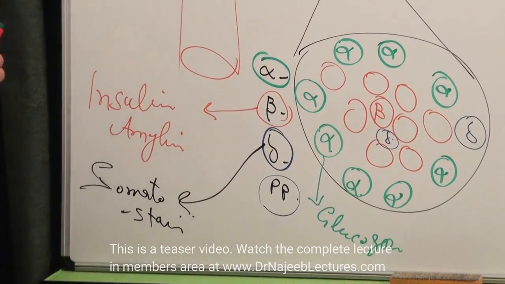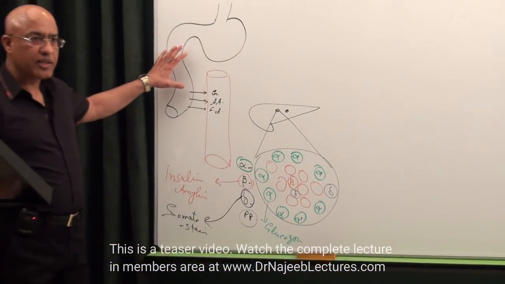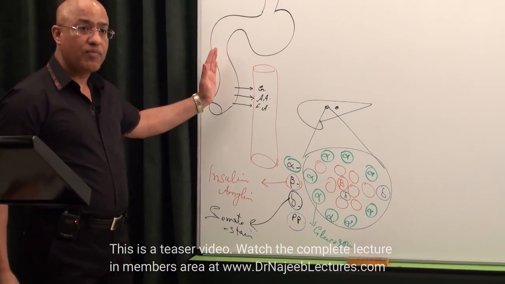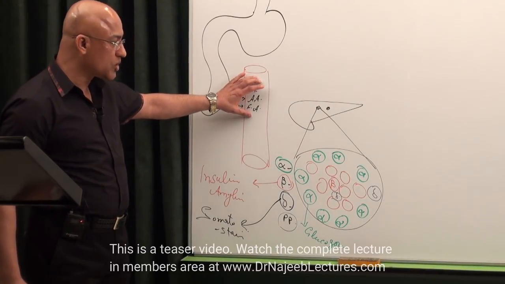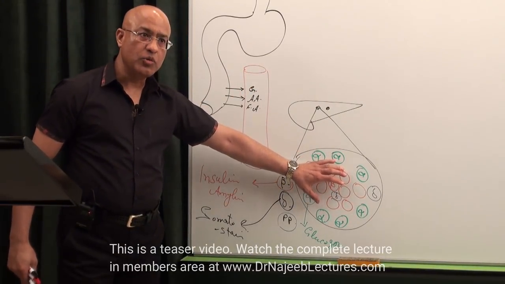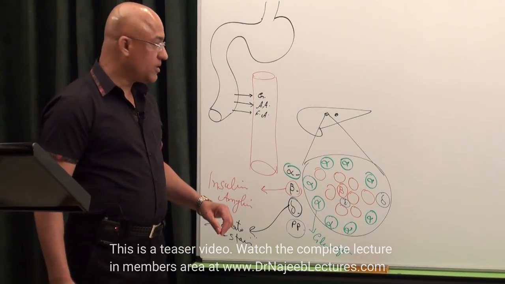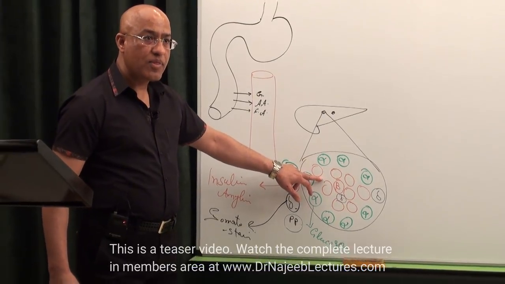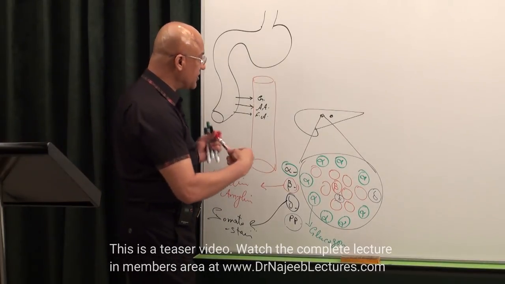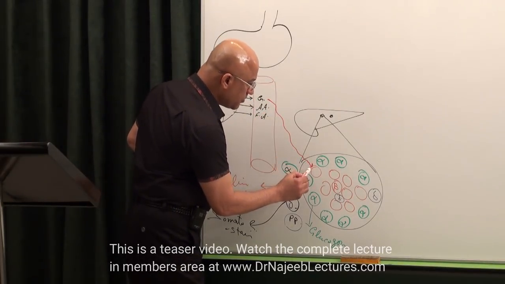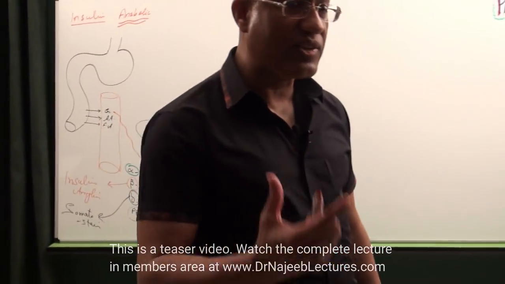Right now, we will focus on this: you have taken the meal and you are absorbing a very high amount of nutrients, right? And these nutrients will reach the pancreas. In the pancreas, they will stimulate the beta cells. Beta cells of the pancreas are especially sensitive to glucose. They can be called glucose sensors. They can sense the glucose.